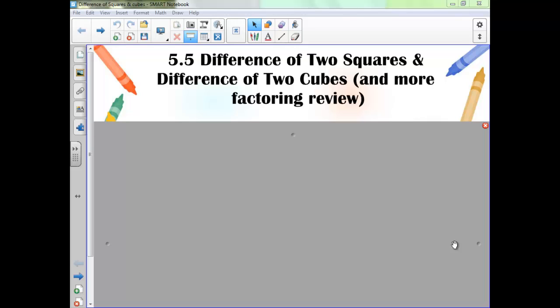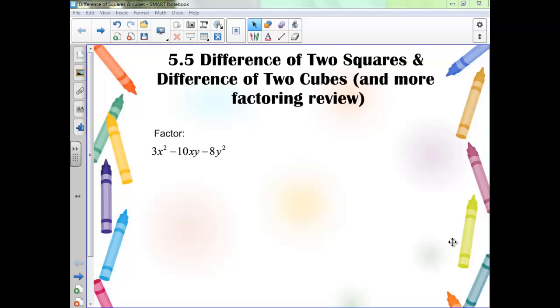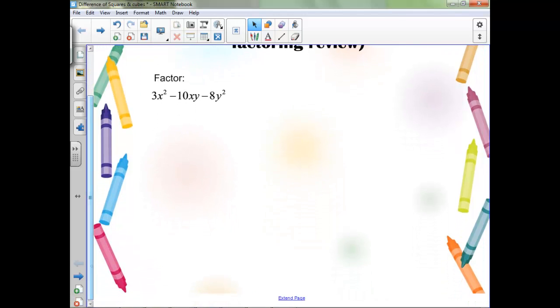Section 5.5, difference of two squares and the difference of two cubes. And then we'll also have a little bit more factoring review. So let's start with a review of factoring a trinomial.